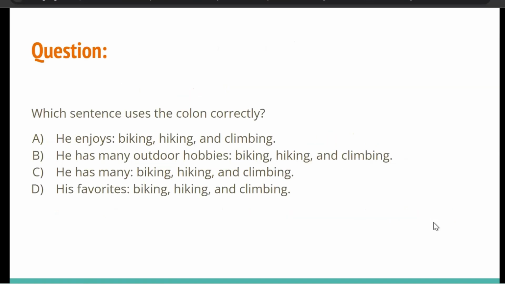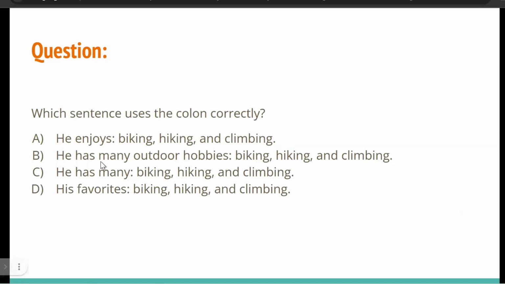Now let's work on a question. Which sentence uses the colon correctly? Option A. "He enjoys: biking, hiking, and climbing." The portion before the colon, "he enjoys," is not a full thought or a complete sentence. So this is incorrect.